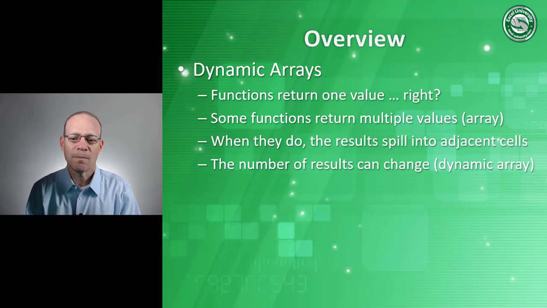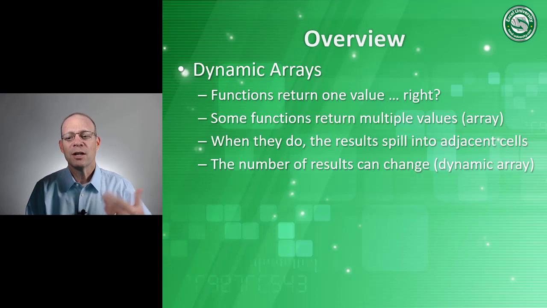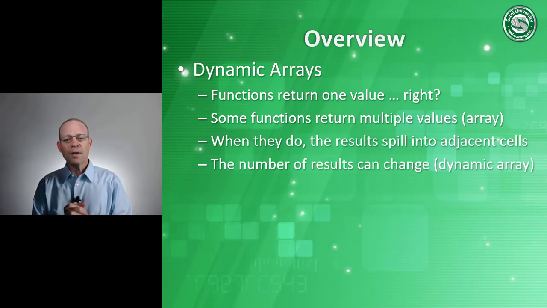But here's the deal. Formulas can return multiple results. And the techie term for a set of multiple results is called an array. So that's the first part of our title here, dynamic arrays. Array means I can have multiple results.